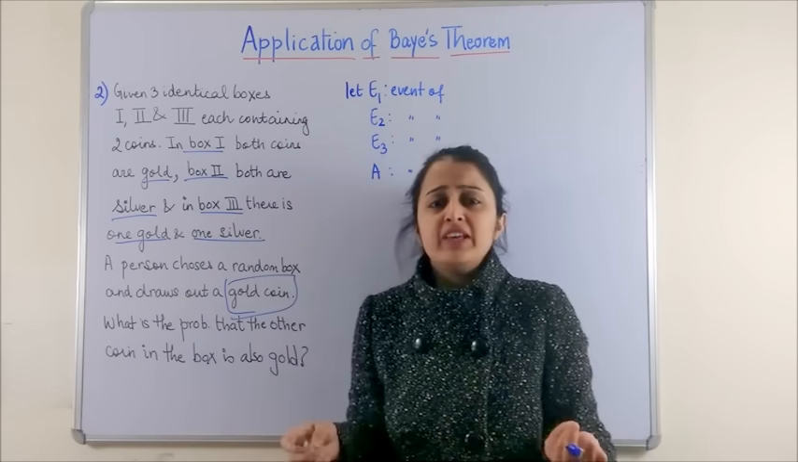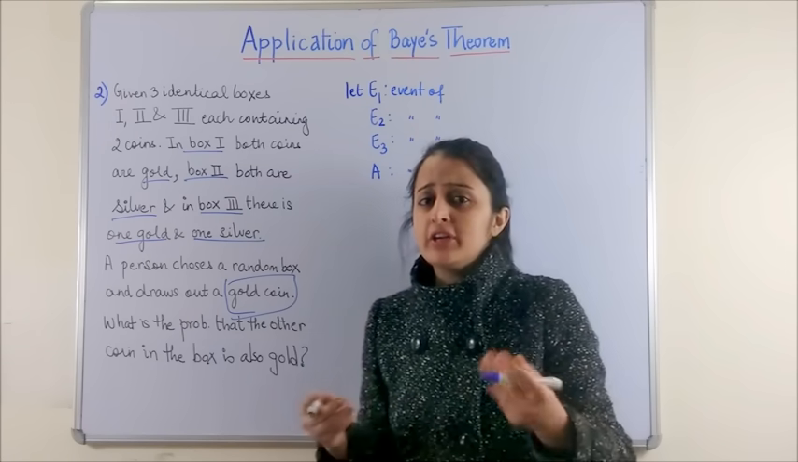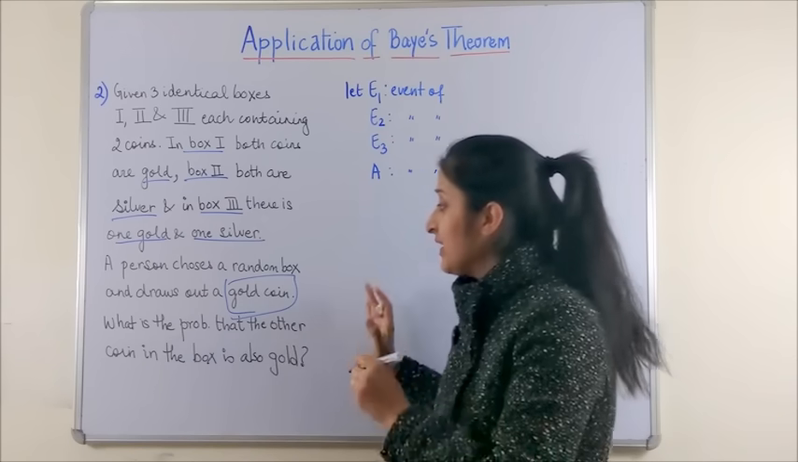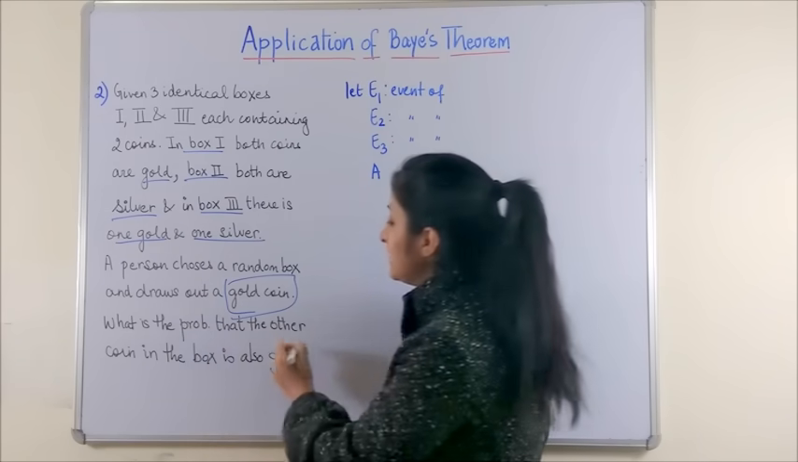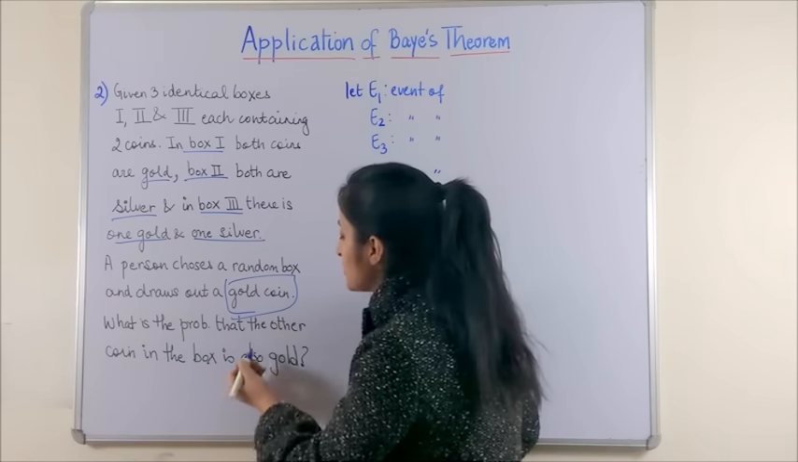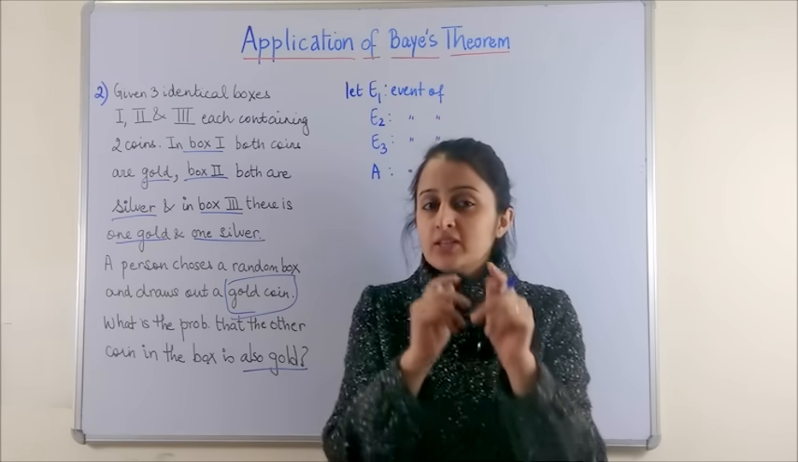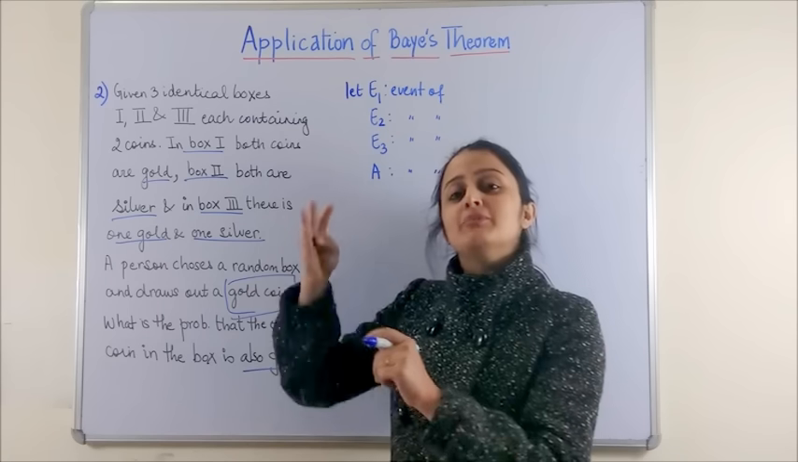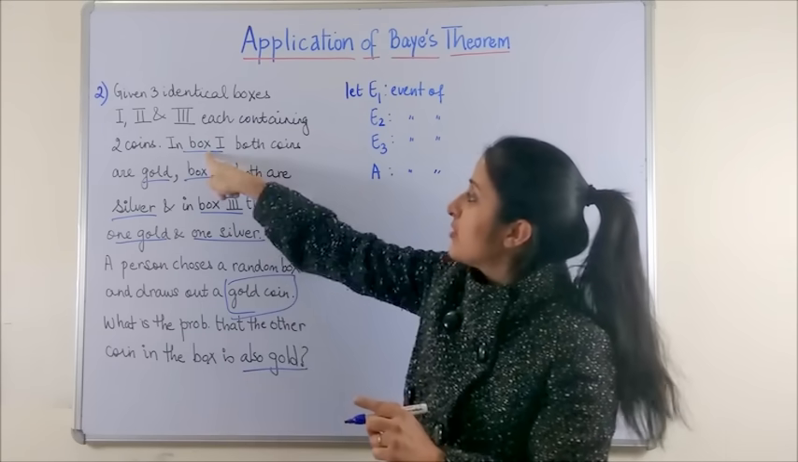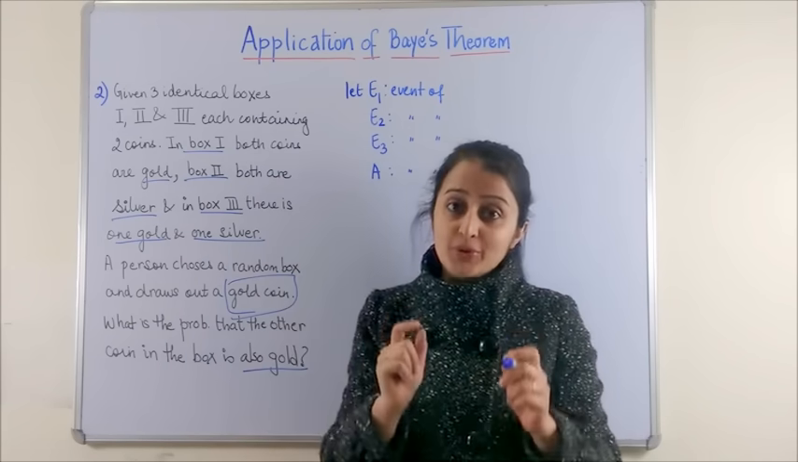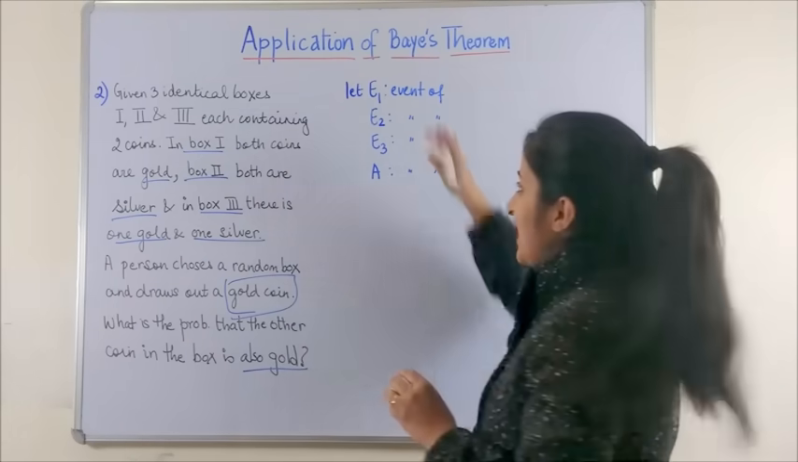Now, you might feel, how do I get to know? They're not asking me from which box. However, if you read it carefully, they're saying, what is the probability that the other coin in the box is also gold? So they are hinting towards what is the probability of the box being the first box, because box 1 is the one where both coins are gold.